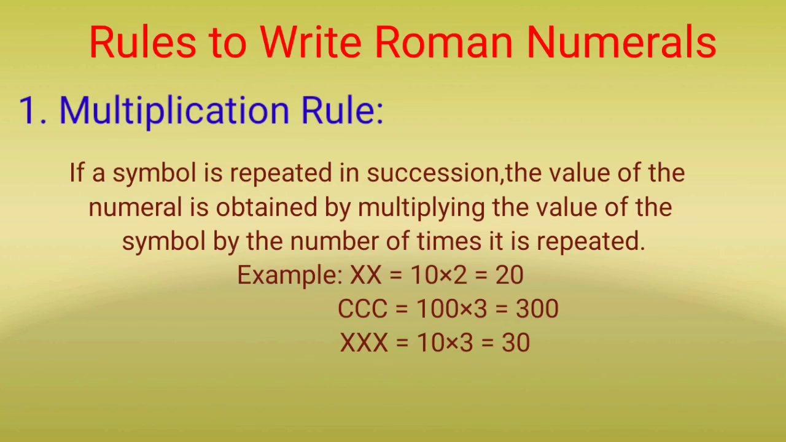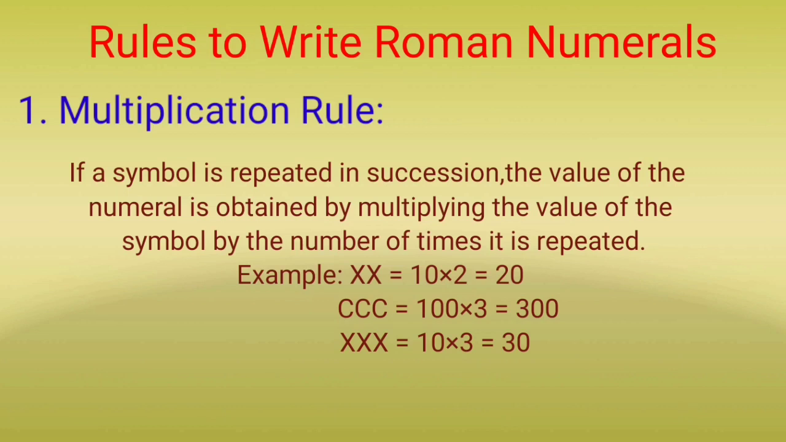Now students, there are some rules to write Roman numerals. The first rule is the multiplication rule. If a symbol is repeated in succession, the value of the numeral is obtained by multiplying the value of the symbol by the number of times it is repeated. This rule can be understood by an example. See the example on the screen.